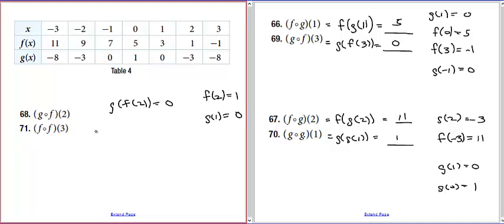And then finally we got this f of f of 3, something. So we do f of 3. 3 is the x value. F of 3 is -1. And then we use that for the argument of the function. F of -1 is 7. So it's basically the same thing, except instead of taking our values off a graph, we're taking them off of a table.